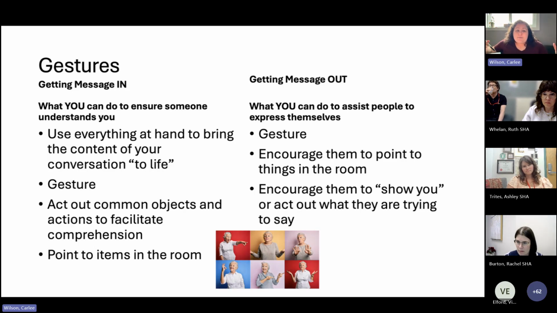So what we can do if we're trying to get a message in is use everything to bring your conversation to life. Pointing counts as a gesture. Shaking your head counts as a gesture. So really just using these pieces of communication can help.